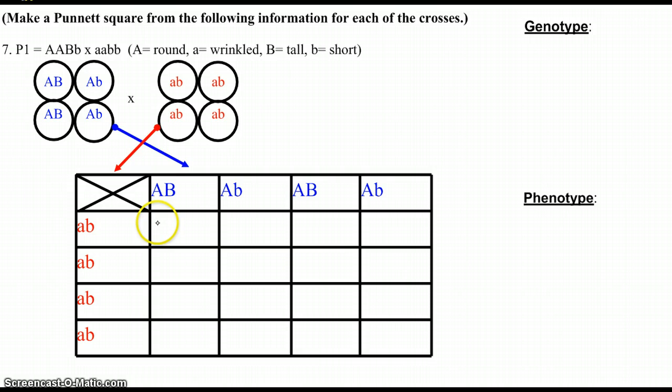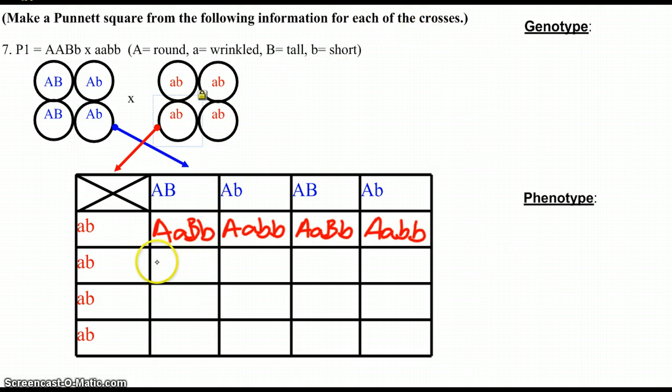Now I go back to dominant letter first for each trait. So I'm going to put my A's together. So I've got big A, big B, little b. Okay? My next one, go down and across, big A, two little b's. Then I've got big A, big B, little b. Then I've got big A, little b, little b. Okay?